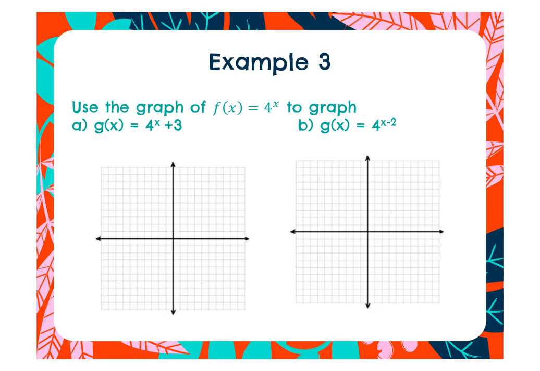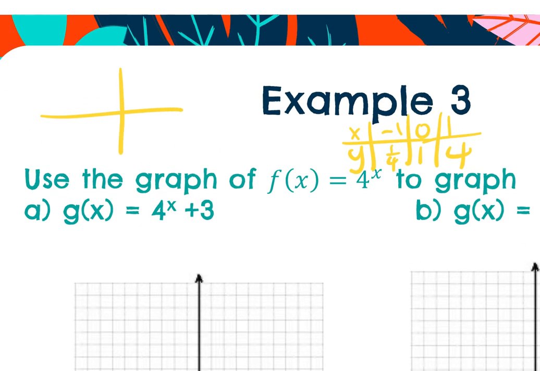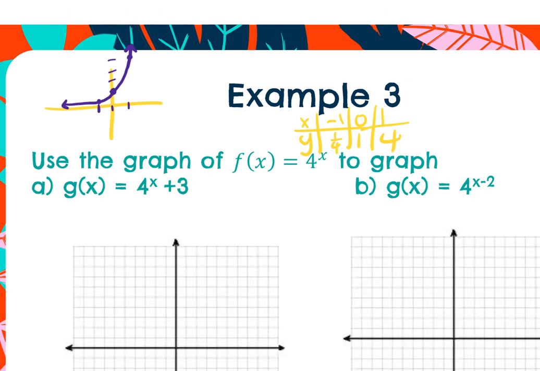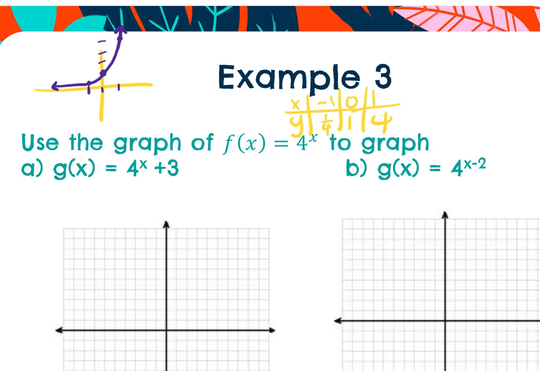All right, so now we're going to use the graph of f of x equals 4 to the x to graph these. So the graph of f of x equals 4 to the x, if I had plugged in points -1, 0, and 1, would be 1/4, 1, and 4. So my parent function would be -1 and 1/4, 0 and 1, and 1 and 4. It would look like this. So instead of making a t-chart for each of these, let's talk about what our transformations would be.